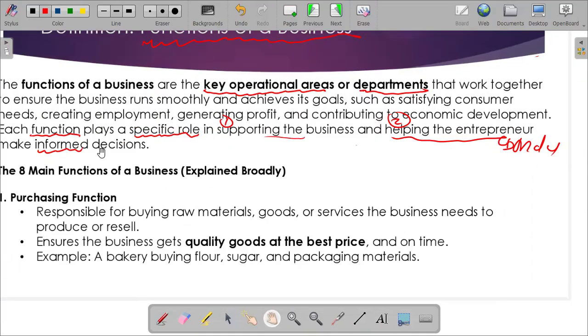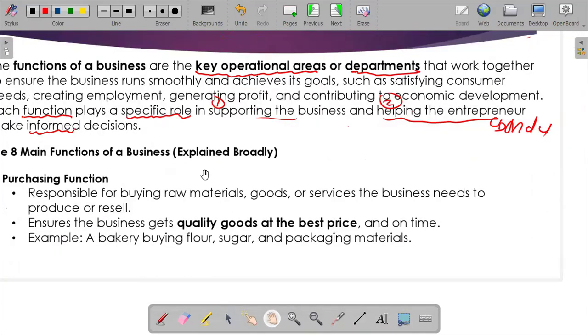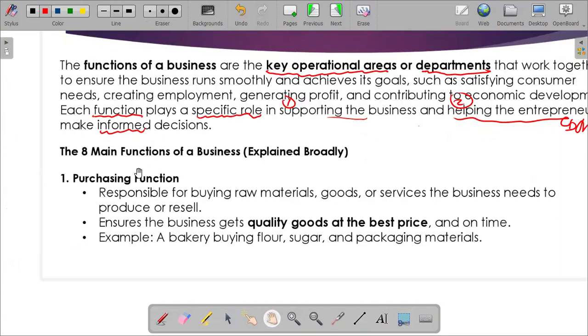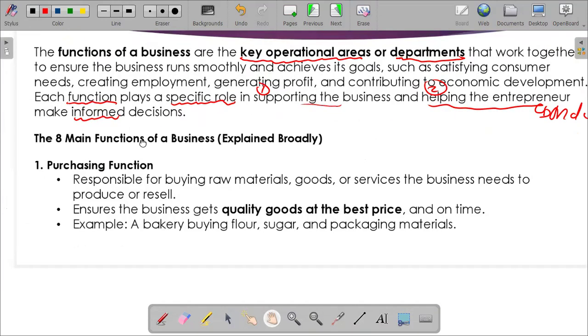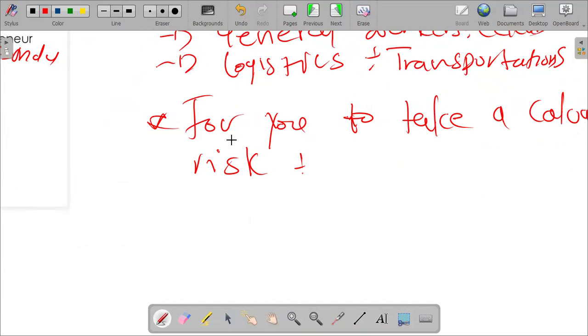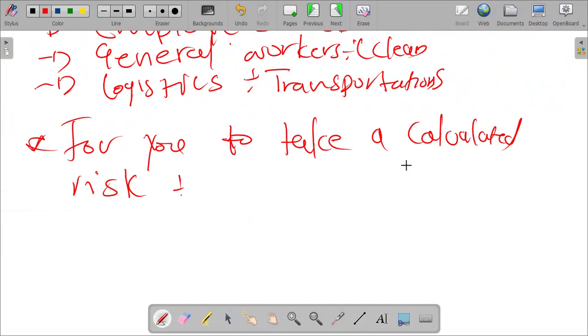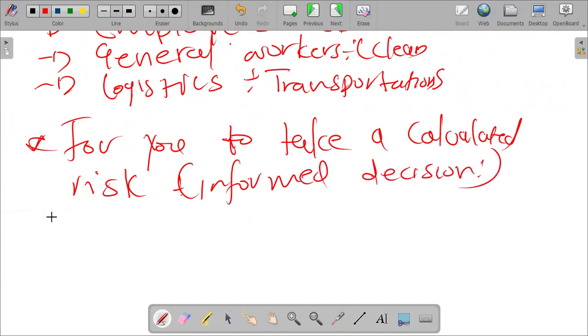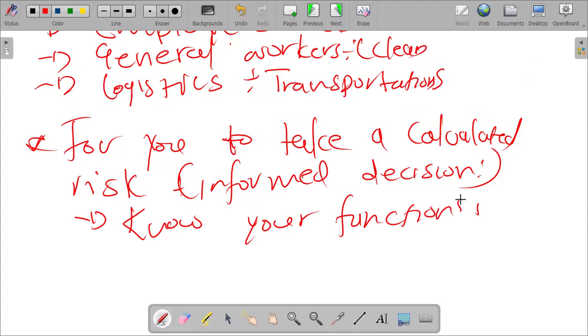For you to take a calculated risk or informed decision, you need to know what functions are in a business, right? These functions are the key operational areas, and they will help you take these calculated or informed decisions. For you to take a calculated or informed decision, you need to know your functions in the business.